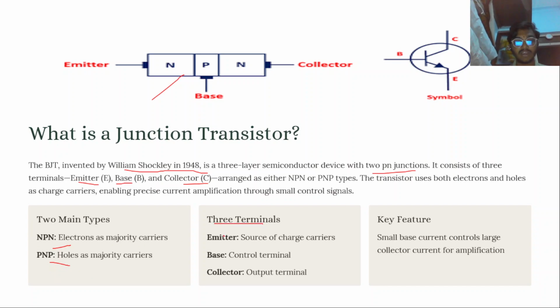The BJT has three terminals: emitter, base, collector. The emitter is the source of the charge carriers. The base is a control terminal, which controls the voltage and current through the transistor. The collector is the output terminal. When you give the input, it gives the output here. The key feature: a small base current controls a large collector current, as in an amplifier, which means a small change in the base current gives a large change in the collector current.